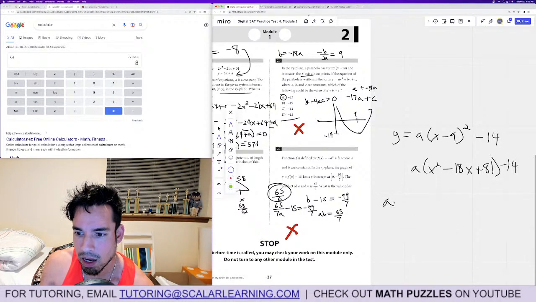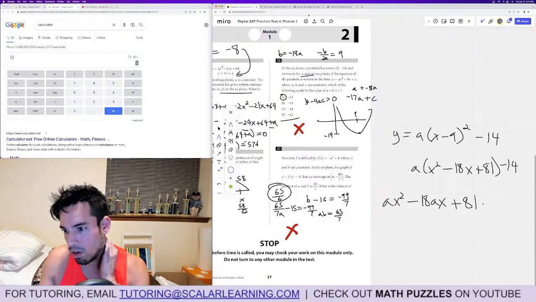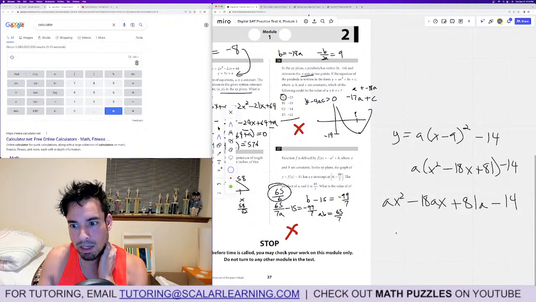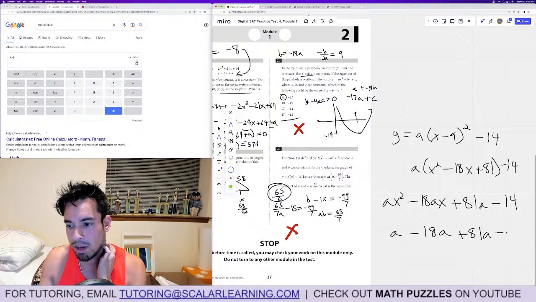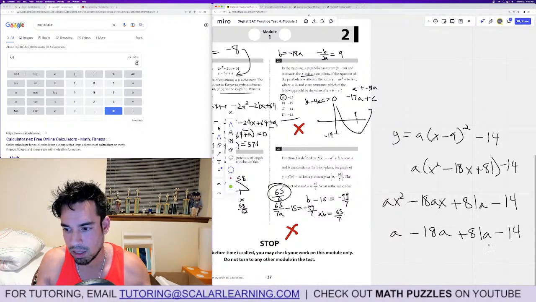And then you get ax squared minus 18ax plus 80. Oh, this is how you do it. And then a is a. B is -18a. And C is 81a minus 14. So this becomes -17. This becomes 6.